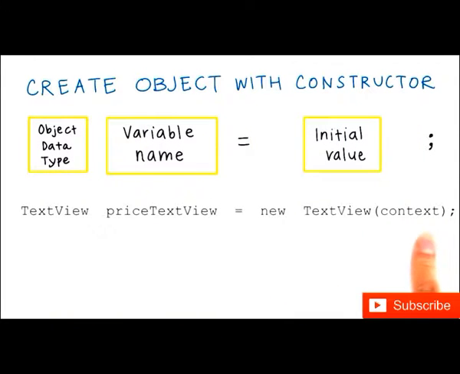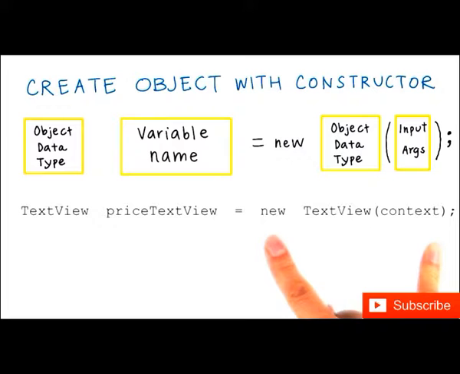It'll look something like this. Instead of the int data type, though, we have an object data type. The object data type is whatever we call the class name. In this case, it's TextView. The variable name can be anything as long as it follows the conventions for variable names. So we just call it priceTextView. Then we set it equal to a new object, but we can break down this right-hand side further.